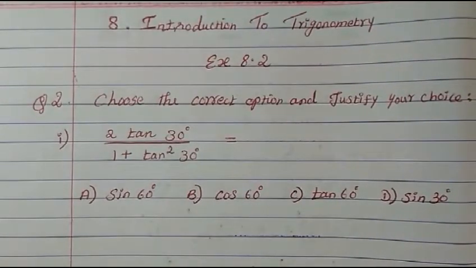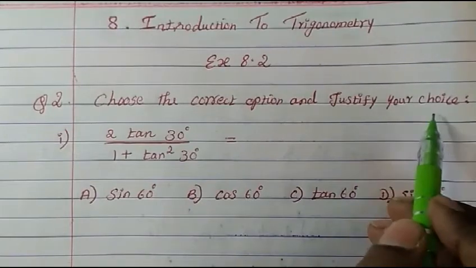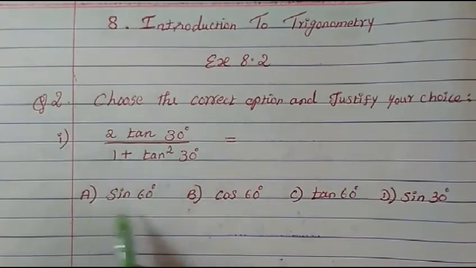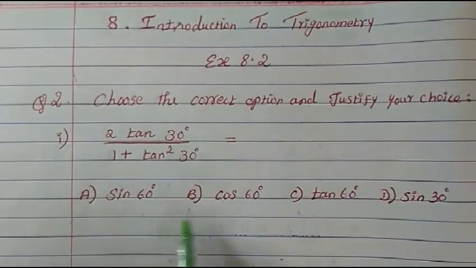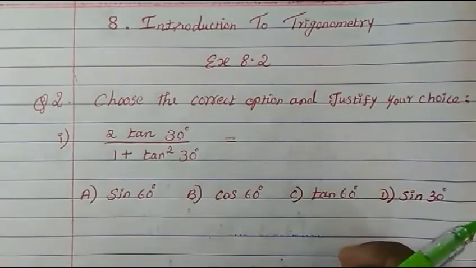Today we are going to study chapter 8, Introduction to Trigonometry, exercise 8.2, question 2. Choose the correct option and justify your choice. So here the sum is given to us and you have the options here. So we have to choose the correct option and justify your choice. That means we have to solve and show.